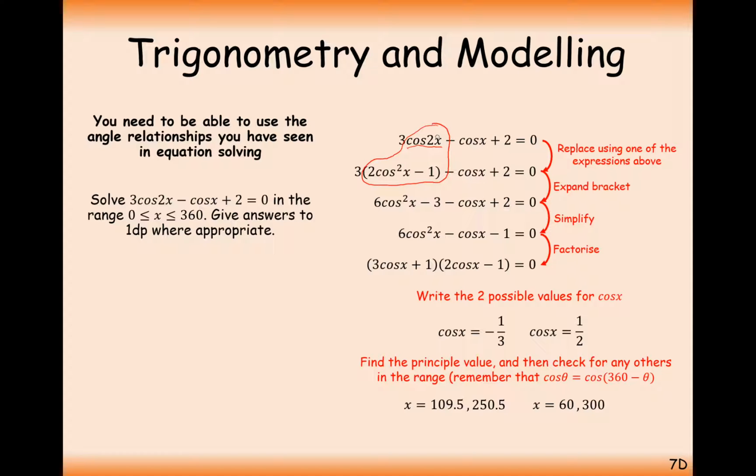You wouldn't have a chance of solving this equation if you've got different multiples of x. That's why we've got the double angle formulas to help us get it back down into a single multiple of x inside the angle.